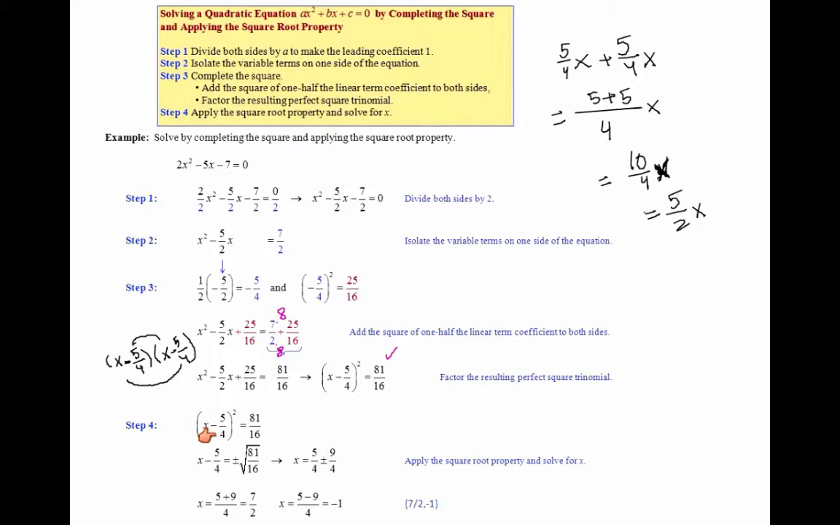I would say x minus 5/4 must be equal to plus and minus the square root of this number. This is perfectly squared, so it would be plus and minus. What is the square root of 81 over 16? 9 over 4, right there. So x would be equal to 5/4 plus and minus 9/4. So you get 2 solutions. 5/4 plus 9/4, which is 7/2. 5/4 minus 9/4, which is minus 1. So these are our answers.